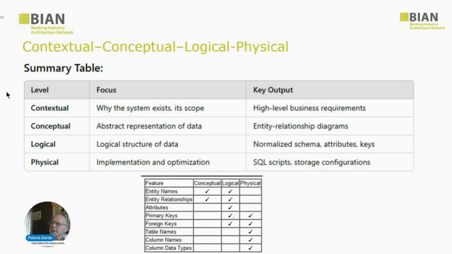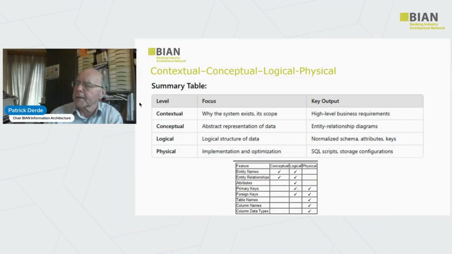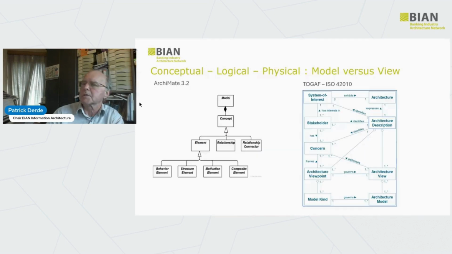So, summarized: contextual, conceptual, logical, physical. Contextual gives the ecosystem of the concept you're talking about. Conceptual is an abstract but exact representation of what is going on in reality. Logical: we have restructured the things to be fit for purpose of an automated system. And the physical part is where we're adding the technical aspects to the data models so that we can create our real database tables.